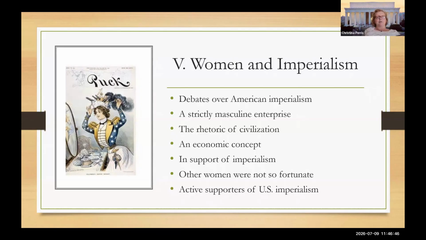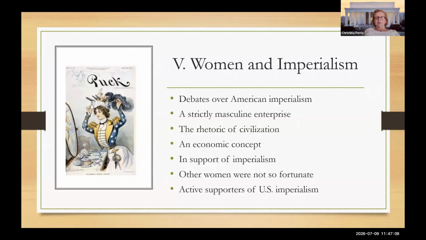Black female activists, meanwhile, generally viewed imperialism as a form of racial antagonism and drew parallels between the treatment of African Americans at home and, for example, Filipinos abroad. Indeed, Ida B. Wells viewed her anti-lynching campaign as a kind of anti-imperialist activism.